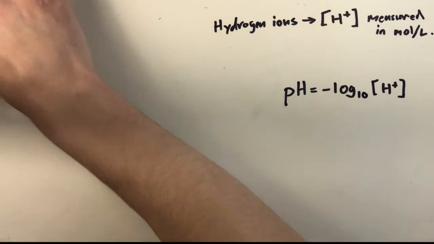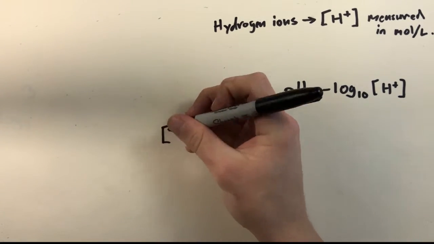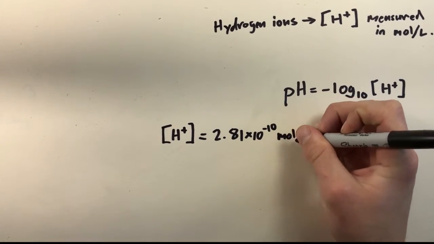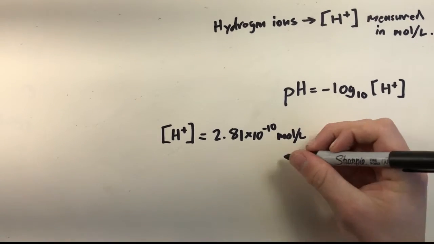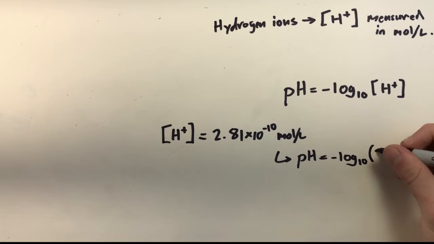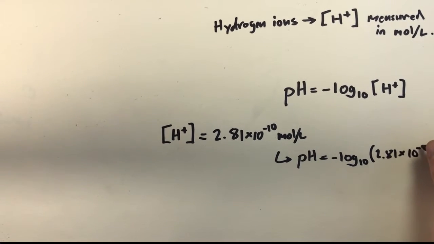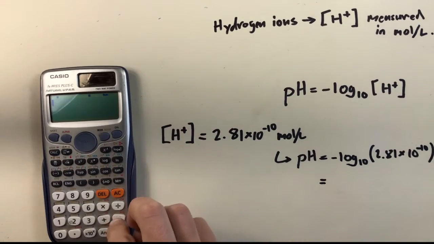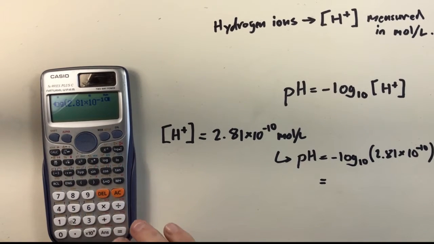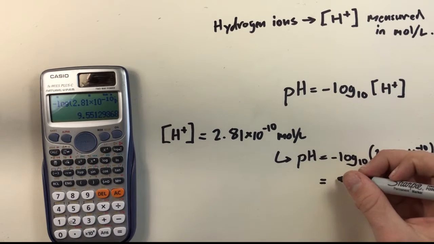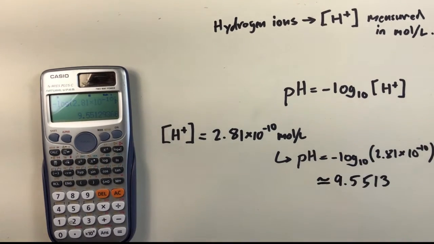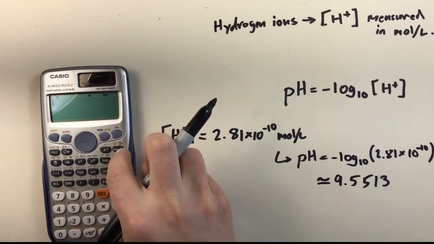So if we had a solution and we knew that there was a 2.81 times 10 to the negative 10 hydrogen ion concentration, we'll find that the pH of that solution is negative log base 10 of 2.81 times 10 to the negative 10, which equals negative log 2.81 times 10 to the negative 10. 9.553.